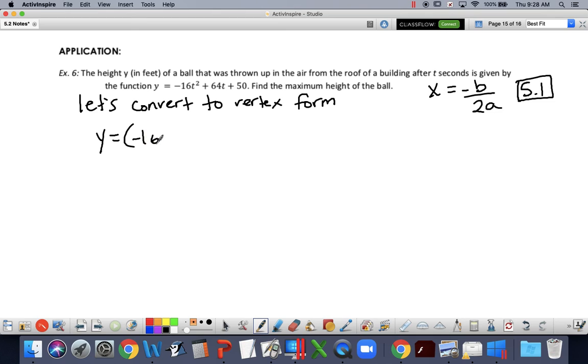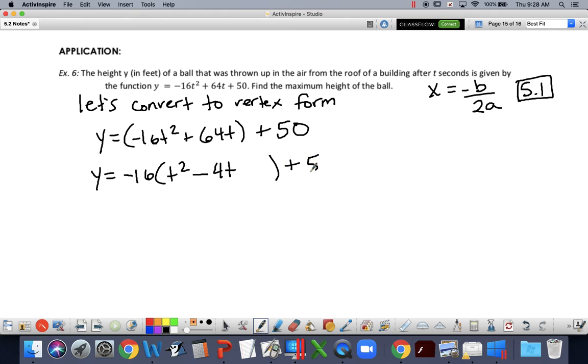So I'm going to group my t's together. Then I'm going to factor out a negative 16 because I don't like working with that negative. If I factor out a negative 16 though, I need to make sure that I then change this to a negative 4t. I'm going to leave some space in there. I then take half of negative 4, which is negative 2, and then negative 2 squared, positive 4.